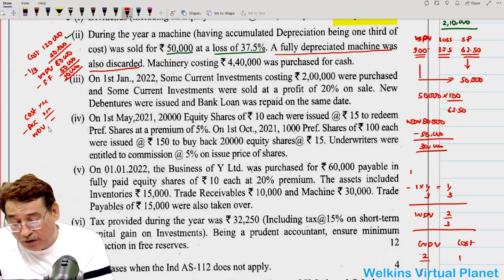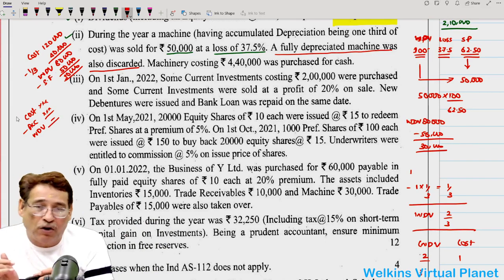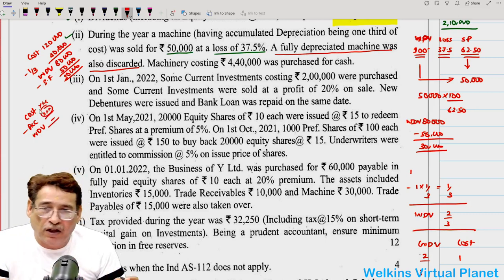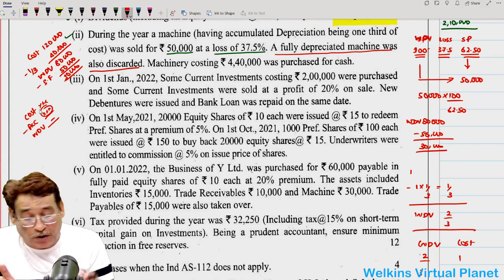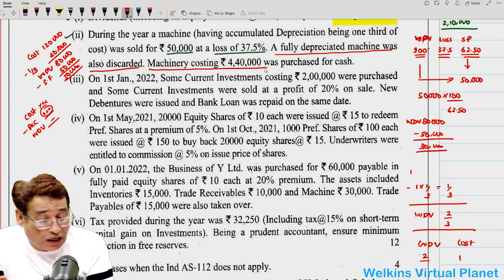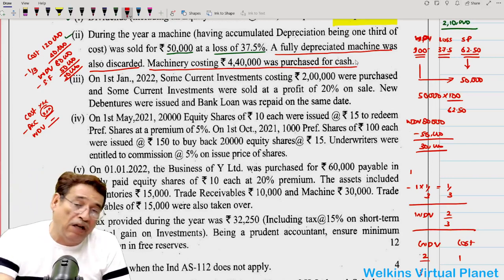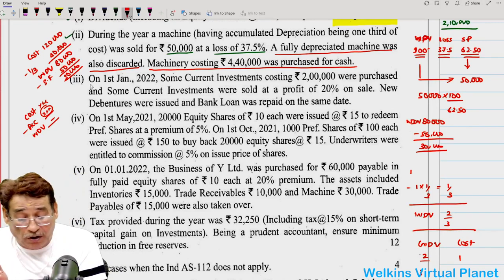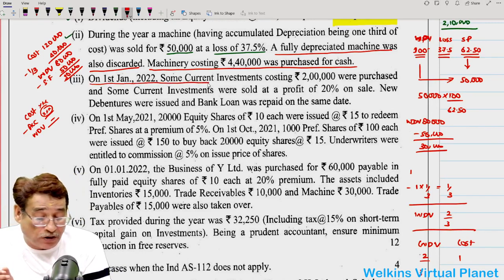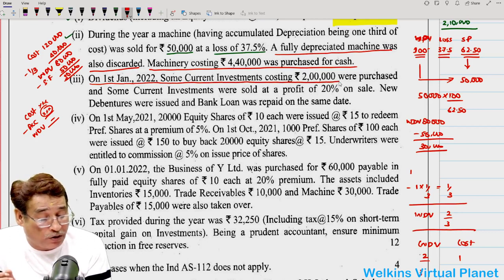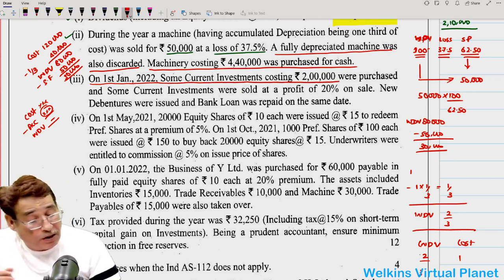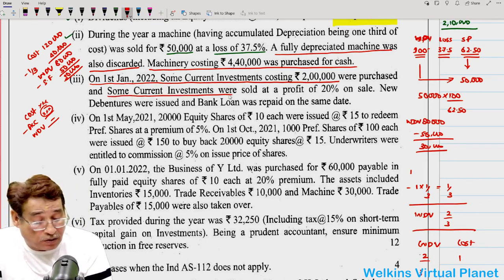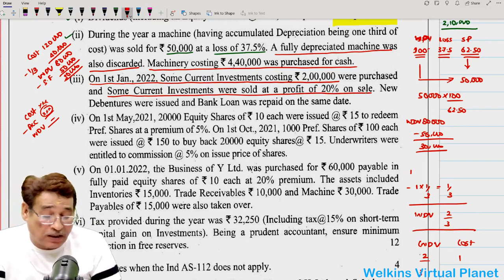So there was a machinery which had some cost, but it was fully depreciated, so it was having a nil written down value and it was thrown away. Machinery costing 4,40,000 was purchased for cash. So this is the information which you are going to adjust in your tangible fixed asset later on. Now question also says that on 1st of January 2022, some current investment costing 2 lakhs were purchased and some current investments were sold at a profit of 20% on sale.